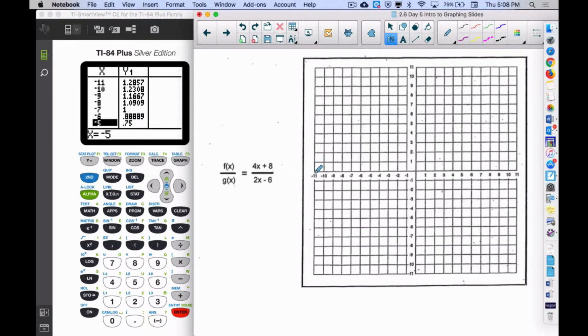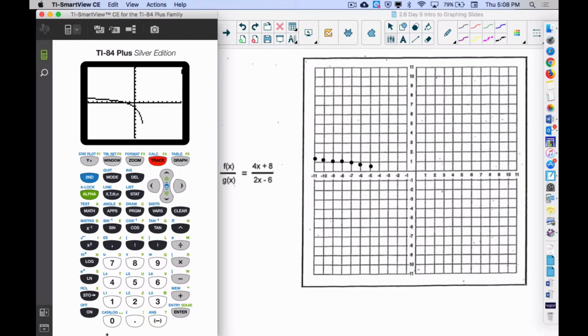So at negative 11, I should be at a little over 1. At negative 10, it's gone a little bit lower, but still above 1. Negative 9, so these first few aren't changing a ton. Negative 8 is the last one that's slightly above. Then at negative 7, we should be right on 1. Negative 6 is at 0.9. Negative 5 is at 0.75 now.